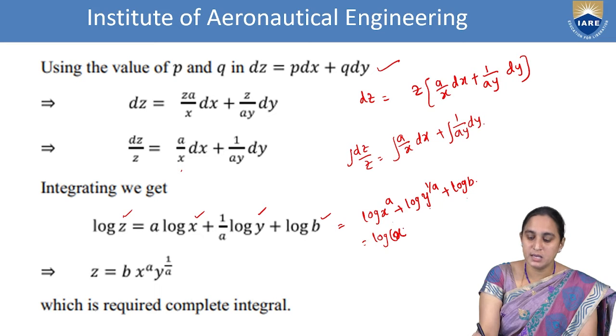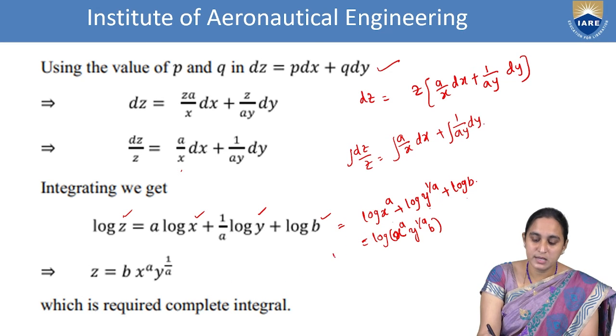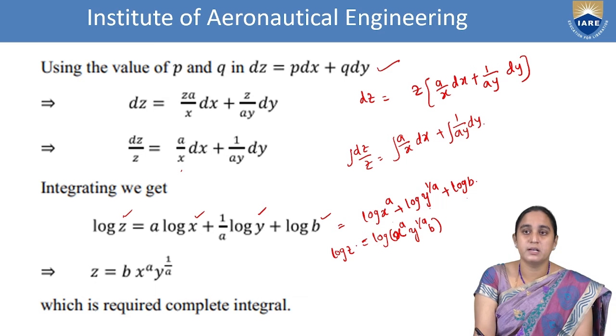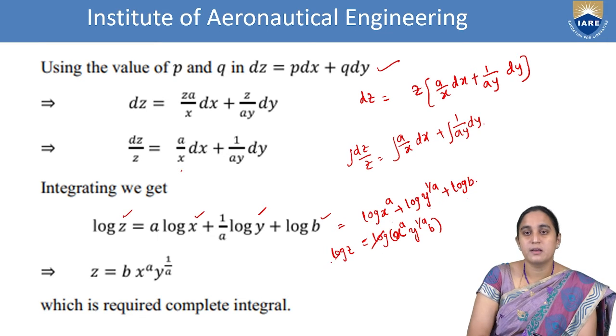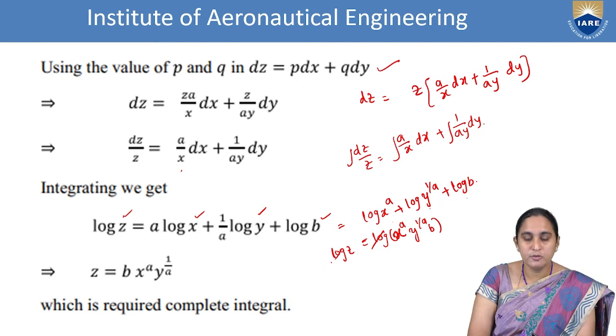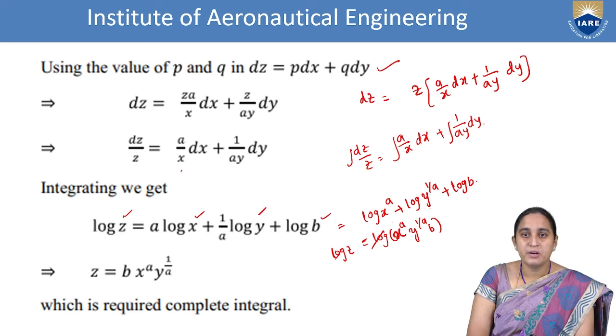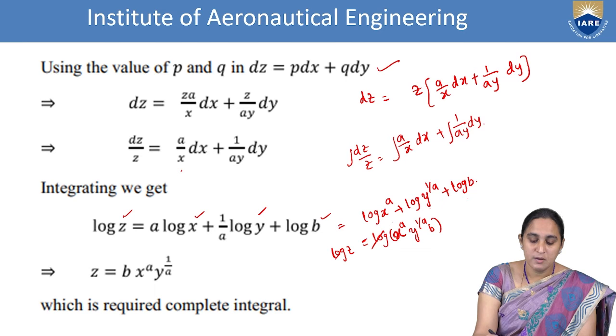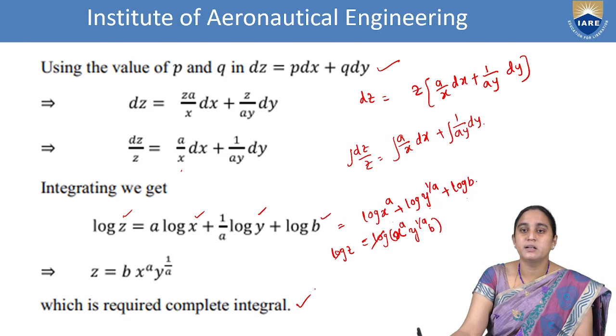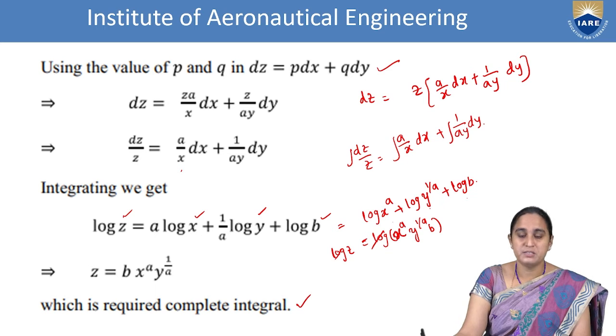Here, what is a? x power a. And what is b? y power 1 by a. And what is c? b. That is, here, LHS side is logarithmic of z. Both sides logarithmic cancel. Then z is equal to what? b into x power a into y power 1 by a. Okay, which is the required complete integral for the first question, that is Charpit's method.